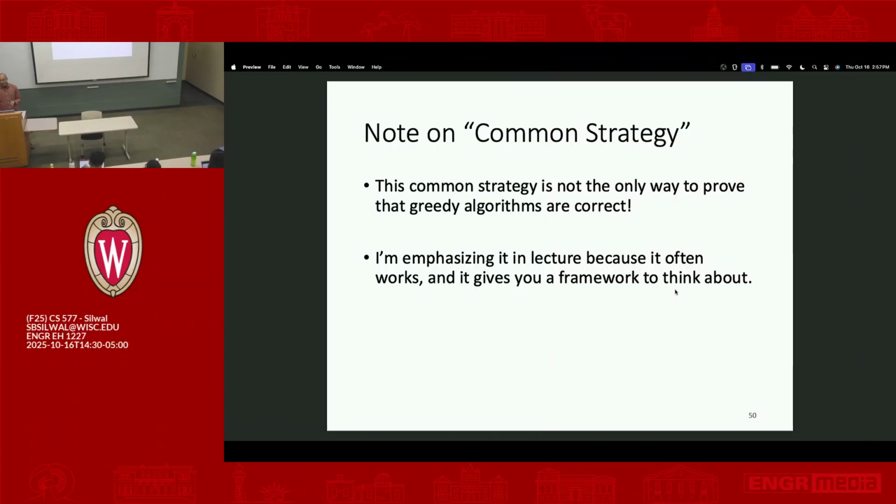This is not the only way to prove that greedy algorithms work, but for most of the things we'll see in this class, this is pretty much it. You just do some swapping argument to say that the greedy choice that I made is not too bad, or it won't hurt me if I make that choice.